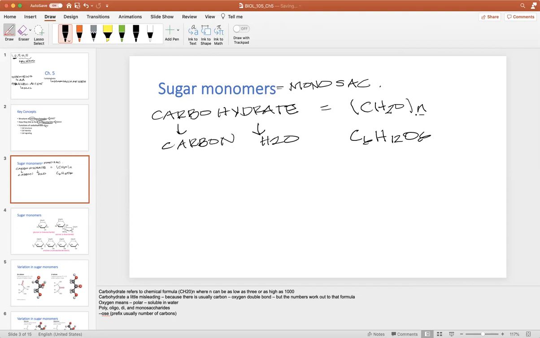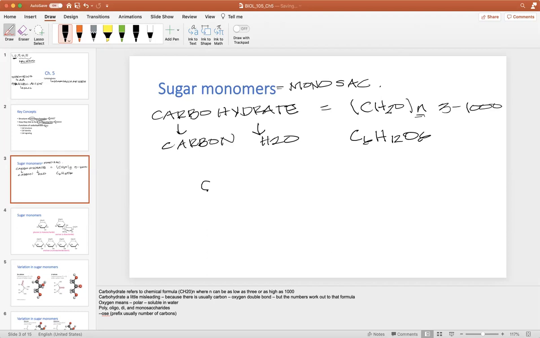Now this N can be as few as 3, or as many as 1,000. And when we get up into the thousands, we're really into the polymers. The low numbers are usually for our monosaccharide monomers. Now, let me just draw you a very, very simple example of a 3-carbon carbohydrate monosaccharide monomer.